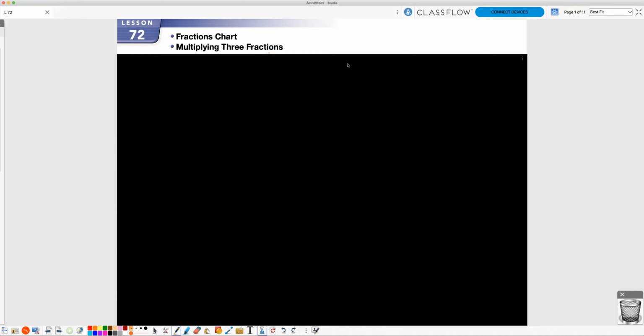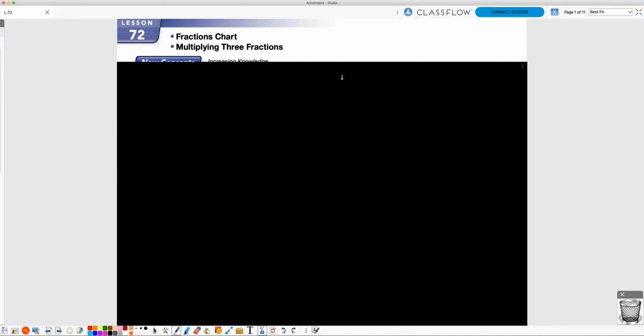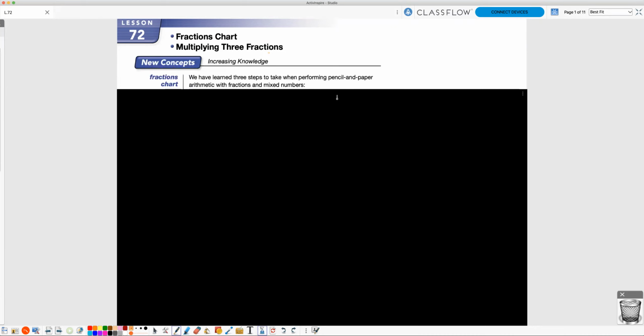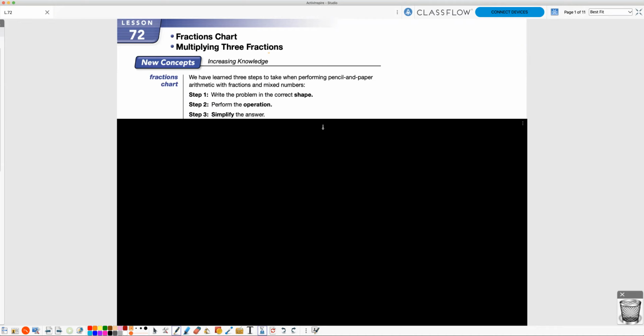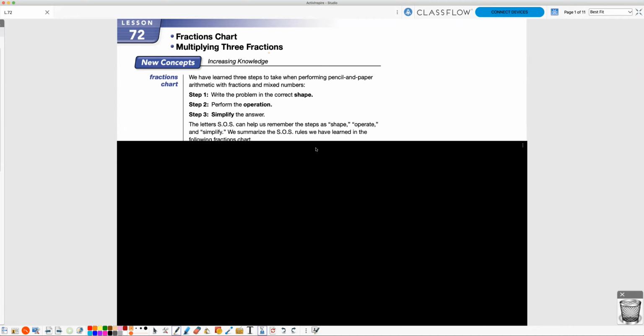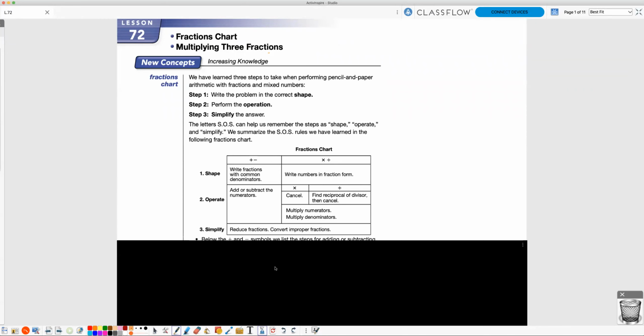This is lesson 73, fractions chart, multiplying three fractions. We've learned three steps to take when performing pencil and paper arithmetic with fractions and mixed numbers. Those steps are shape, operate, and simplify, or SOS. We summarize the SOS rules we have learned in the following fractions chart.